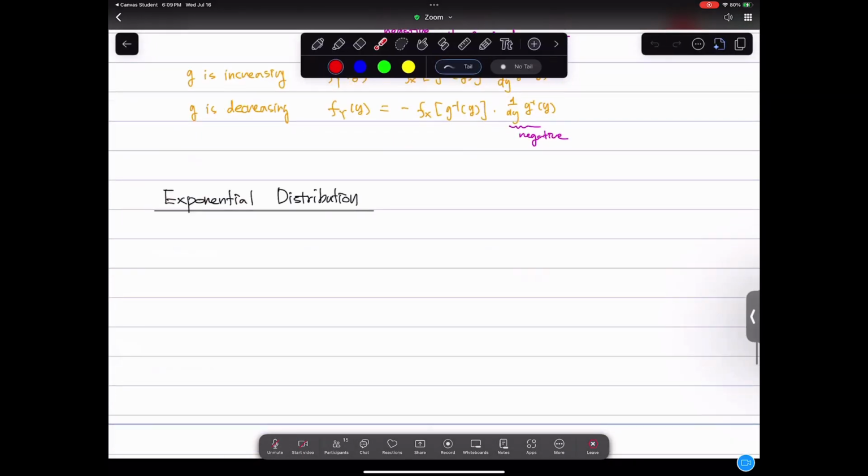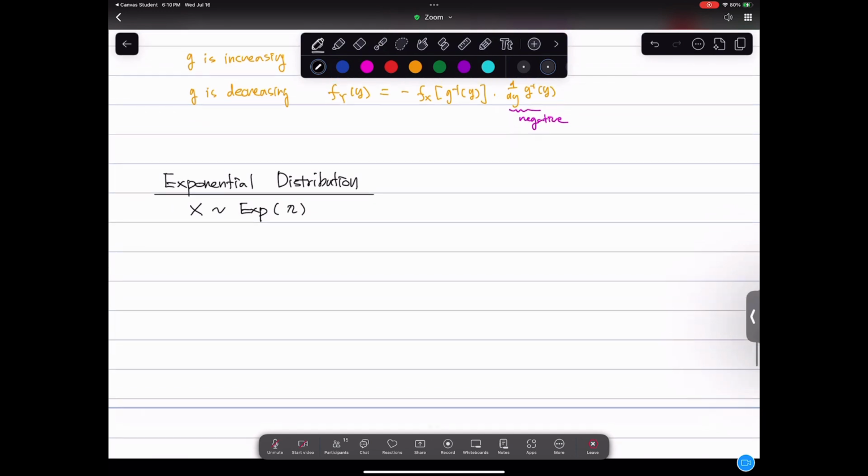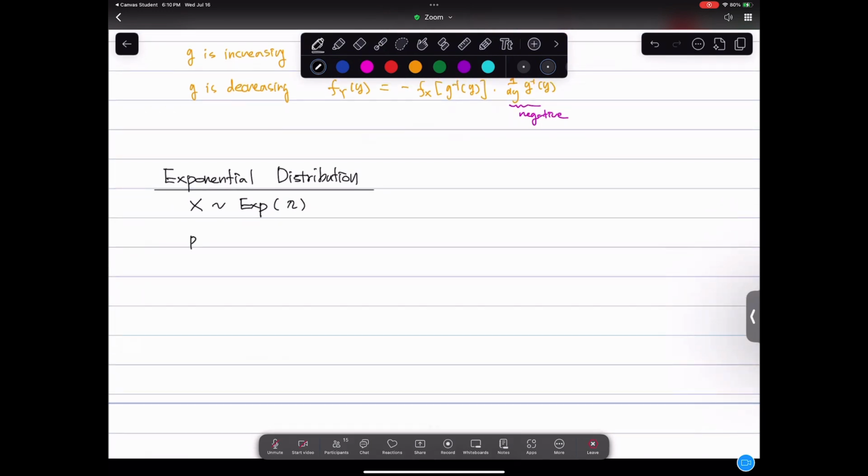So X is exponential with parameter lambda. What does that mean? That means it has a PDF. So let's get the PDF of X. The PDF of this exponential distribution looks like this. It's f(x) equals lambda times e to the power of negative lambda times x, for x greater than 0. Let's be clear that lambda must be positive.